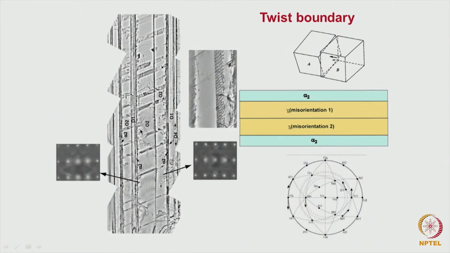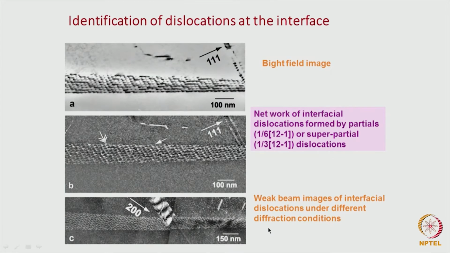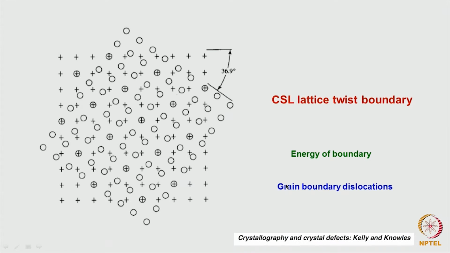Here also, what is important is that in a twist boundary you can see two types of dislocations, one in this direction and another type in this direction. Two dislocations which are almost perpendicular to each other. A set of dislocations is necessary to stabilize this boundary. This is another example. Here, when you look at the weak beam, you can see one type of dislocation and another type of dislocation. These two together are the ones stabilizing this twist boundary.